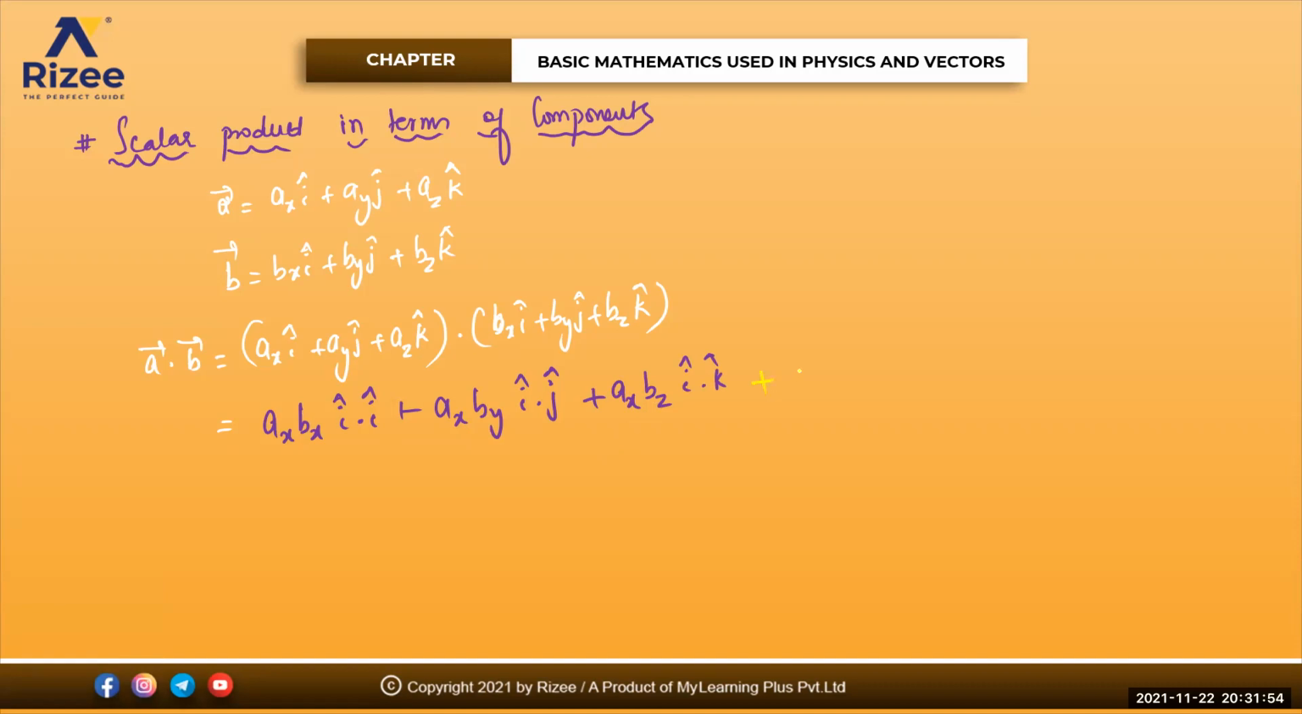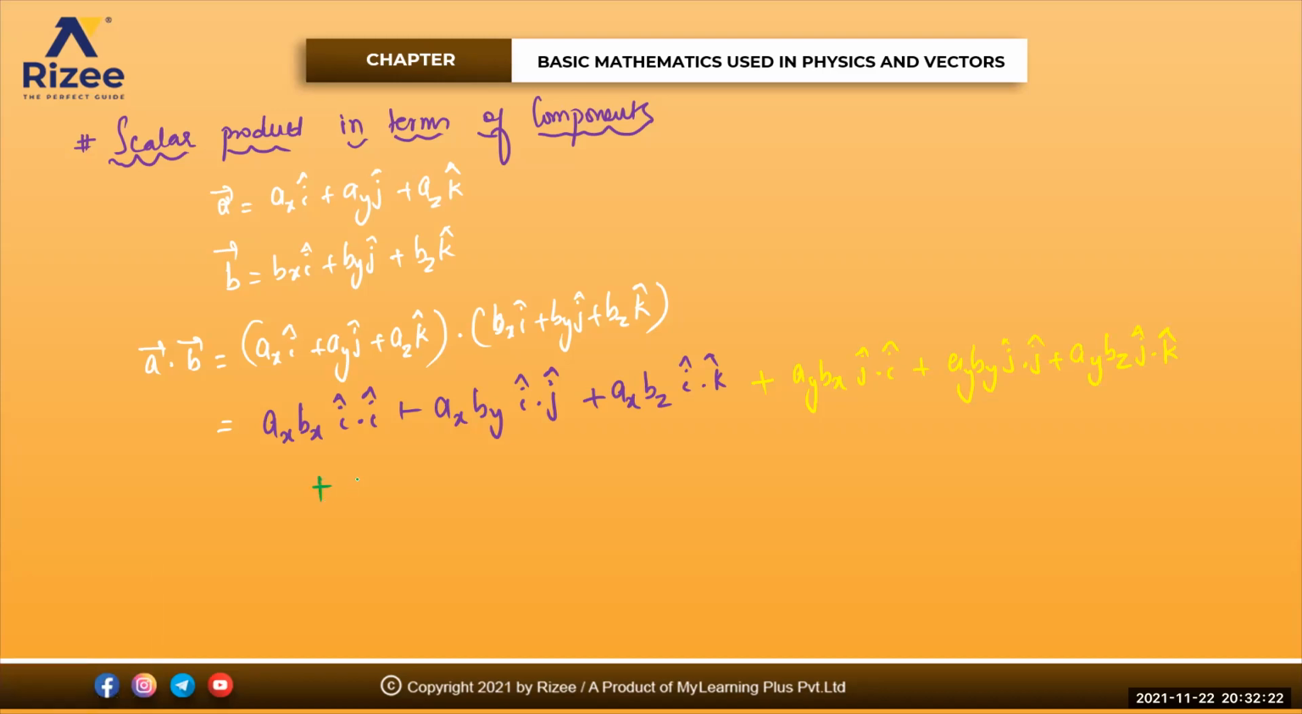Plus, now I'm multiplying ay with bx: ay bx, j cap dot i cap. Plus, again I'm multiplying ay with by, so that will be j cap dot j cap. Plus ay with bz, that means j cap dot k cap. Clear for everyone?